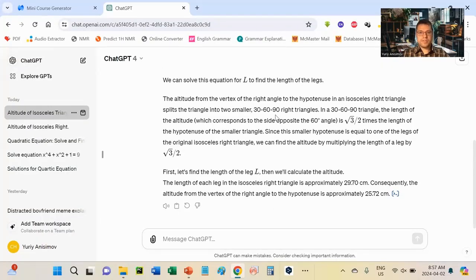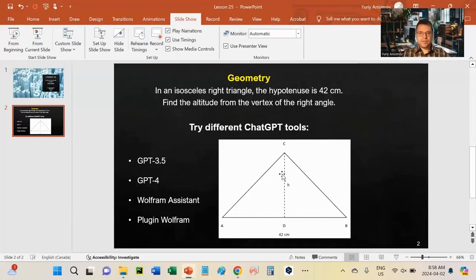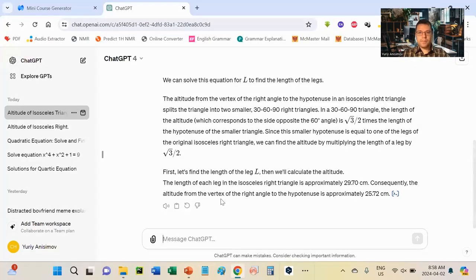No, it's not a 30, 60, 90 right triangle. No, it's wrong. What is the angle actually here? This is 45 degrees and this is 45 degrees, because this is an isosceles triangle, with equal legs. And that's why both of the angles are also equal here. So they should be 45 and nothing else. Okay. So we see that GPT-4 also failed this task.